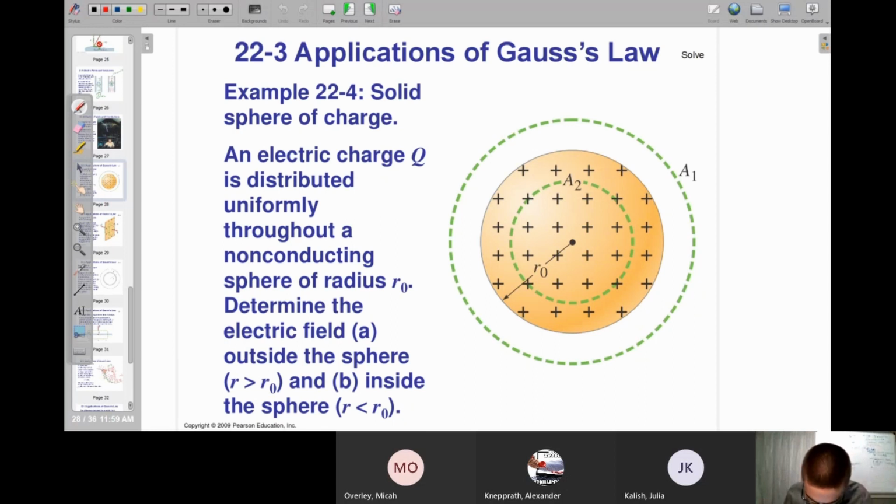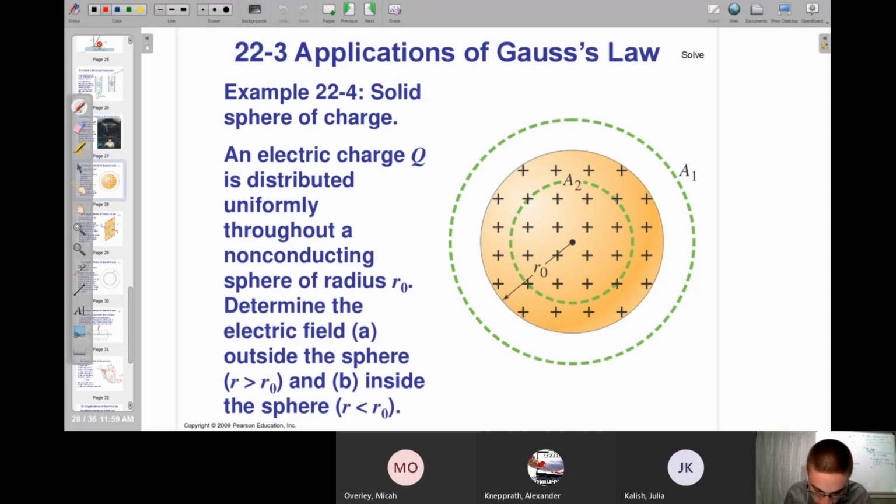Example of a Gauss's law problem with spherical symmetry. And the difference is that you're going to have an electric charge Q that is uniformly distributed throughout the non-conducting sphere. So if this was a conductor, which it's not, all of the charge would pile up on the edges. But it's not a conductor. Instead, we have some insulating thing. And in an insulator, you can distribute charges however you want.